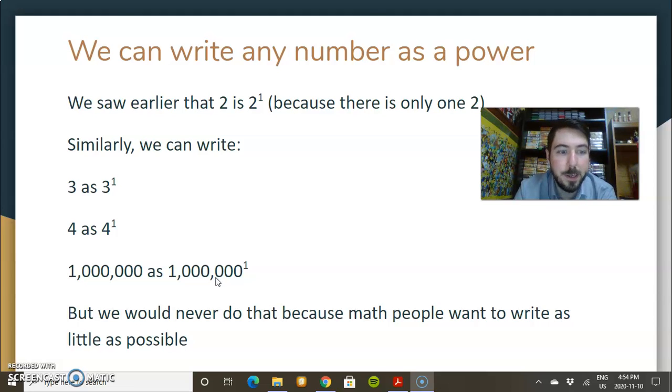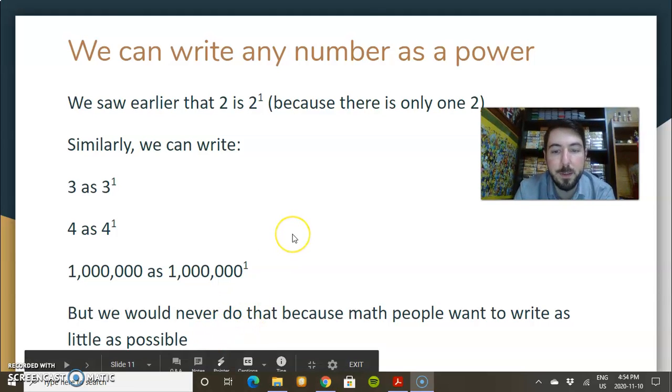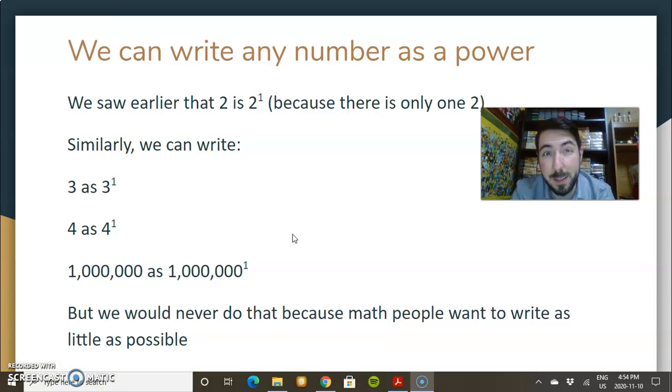Like, we can do it with any number, but we would never do that because math people want to write as little as possible. If we wanted to write more, we'd probably be like English people or social studies people. I don't know. But math people, we like to be pretty lazy.